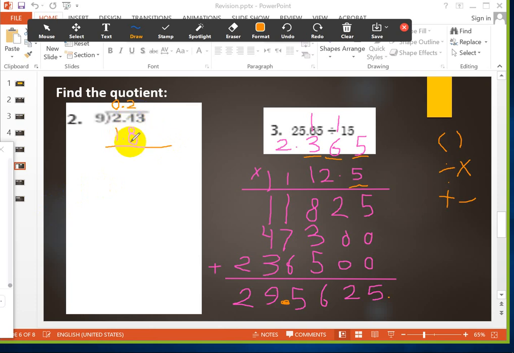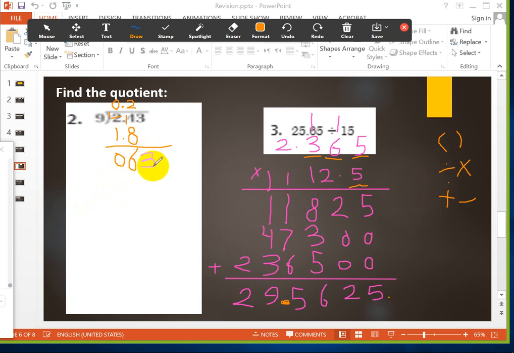Now, 4 minus 8. Can I take 8 from the 4? No, I have to borrow from the 2. It will be 1. And the 4 will be 14. 14 minus 8 equals 6. And 1 minus 1 equals 0. So this is the number. Now, 6 divided by 9, of course I can't, so I will take the 3. So it will be 63.